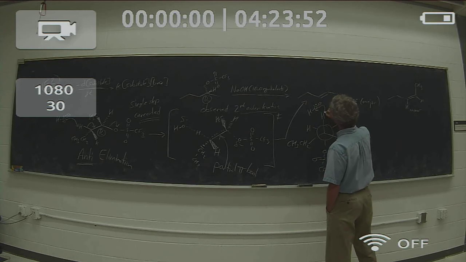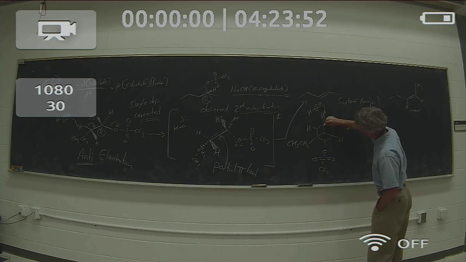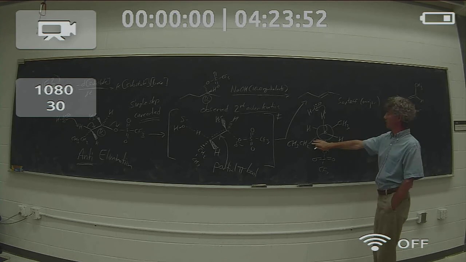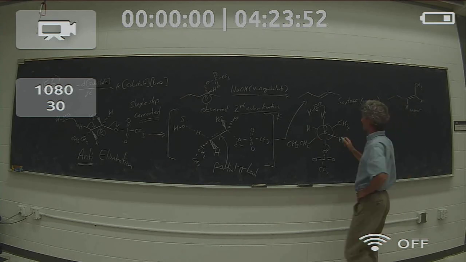The hydroxide is taking that hydrogen off, pushing this pair of electrons in to form the pi bond, and kicking out the triflate, and you'll notice that there's no uncomfortable gauche interaction between the methyl group on the back carbon and the ethyl group on the front carbon, anti-position.